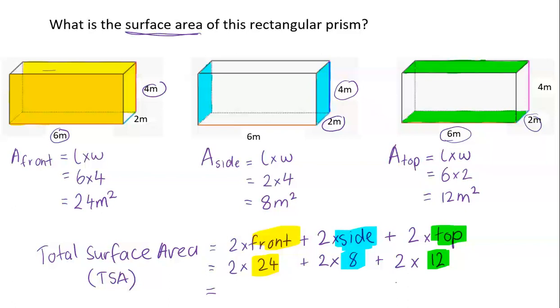Hopefully that was enough time for you. You should have got 88 meters squared. So if we add together the surface of all of the faces, the 2 yellow faces, the 2 blue faces, and the 2 green faces, we will end up with 88 meters squared for the total surface area of our rectangular prism.